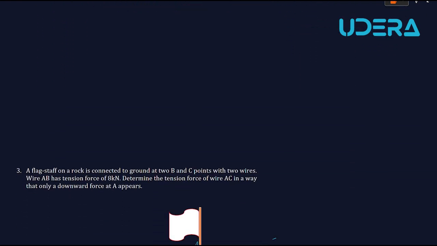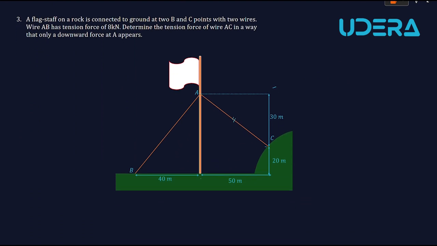Now let's go to the third and last problem of this session. A flagstaff on a rock is connected to the ground at two points B and C with two wires. Wire AB, this one, has a tension force of 8 kilonewtons. Determine the tension force of wire AC, this one, in a way that only a downward force at point A appears.